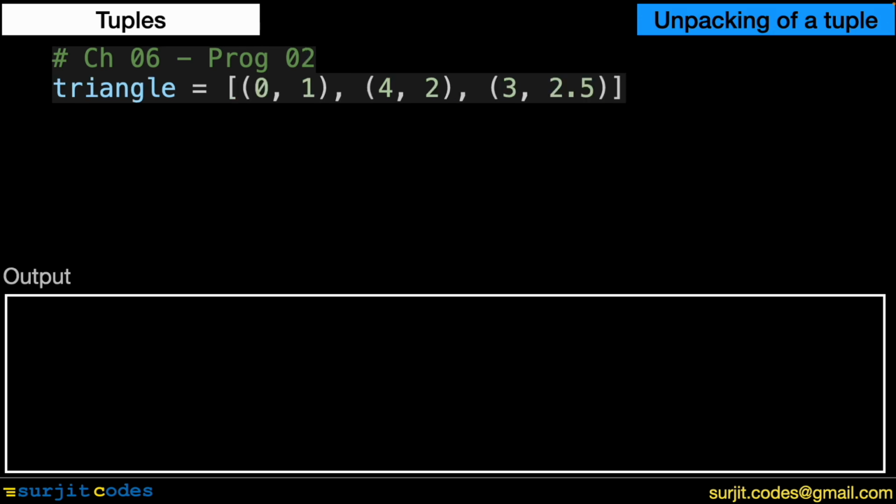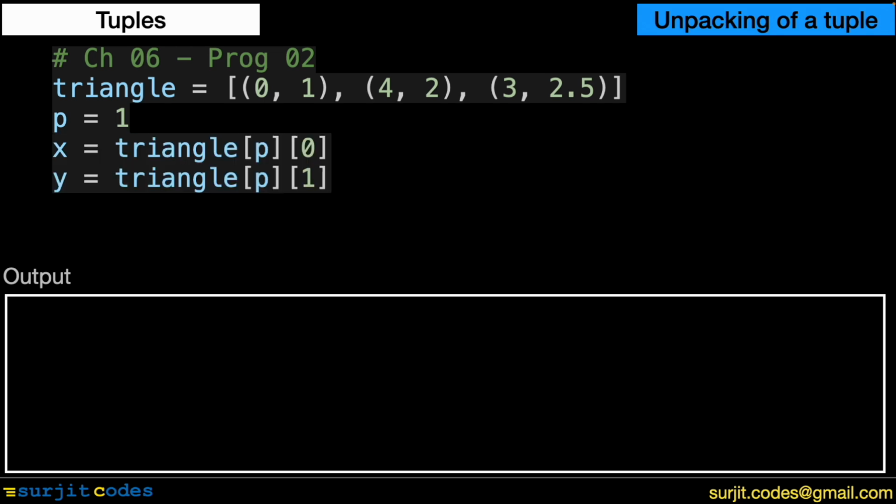Here the list named triangle has a list of three tuples. Each of them represents a vertex of a triangle. The two items of each tuple represent x and y coordinates in the same order. Let us pick the point at index 1 of the triangle by saving it to P, for which x coordinate is P0 and y coordinate is P1.